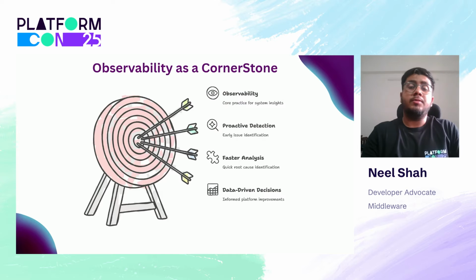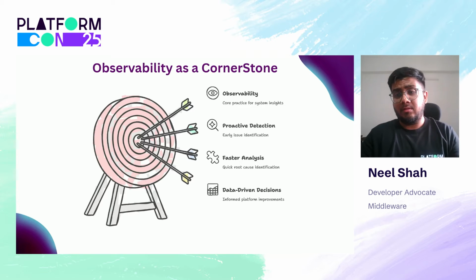Now it is absolutely a cornerstone. So how is observability helping? It can help with proactive detection. It is helping with faster analysis, so you can have better root cause analysis and spend less time troubleshooting. Next comes data-driven decisions. You have a lot of insights from the data you are storing in logs, metrics, or traces, and you are able to predict a lot of things.